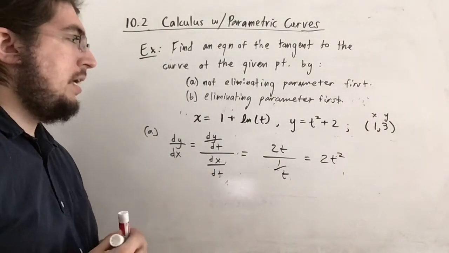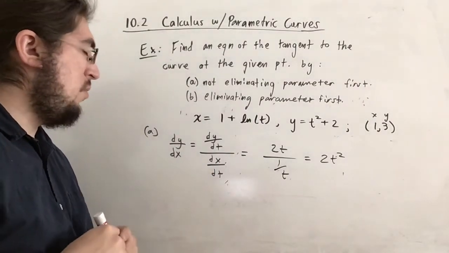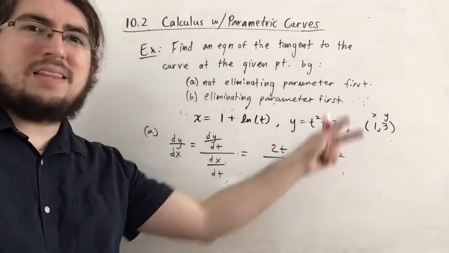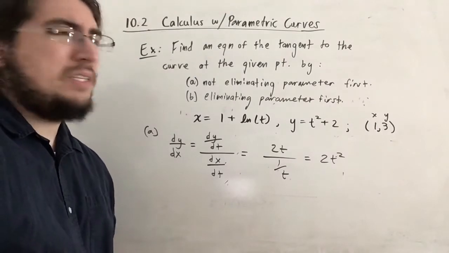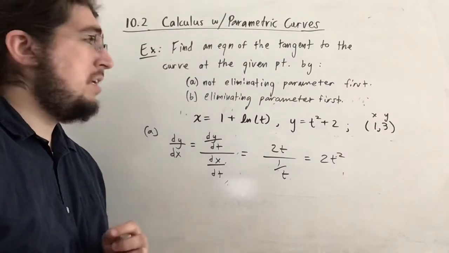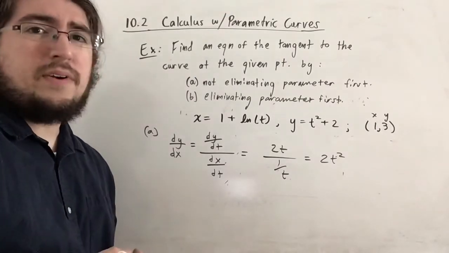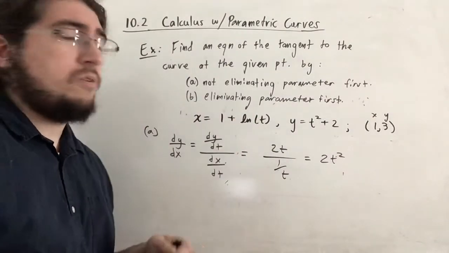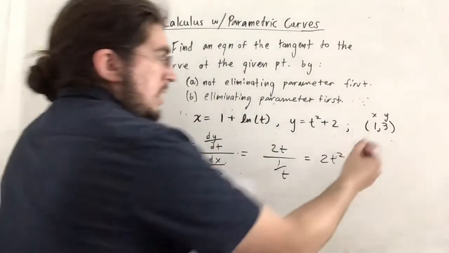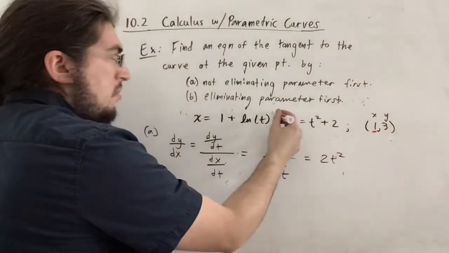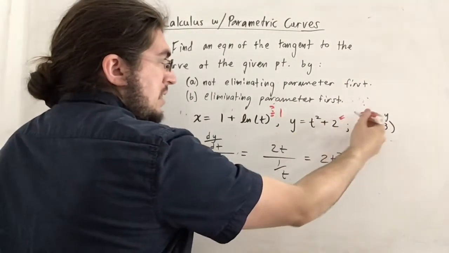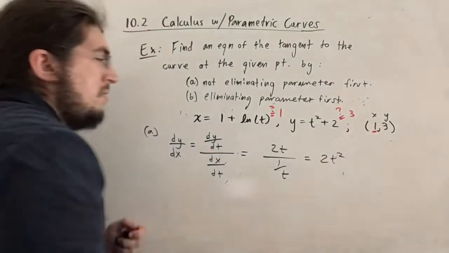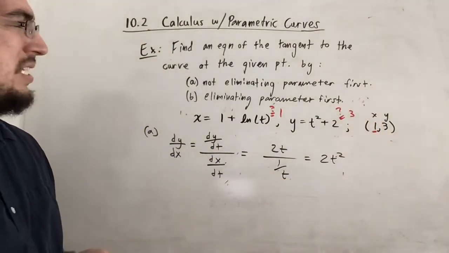Great. Now what? Now we need to evaluate it at this point, and it's difficult to do that if you don't know what the t value is. So the first thing we need to do is figure out what t value will give us these values. When is this equal to 1? And when is this equal to 3?